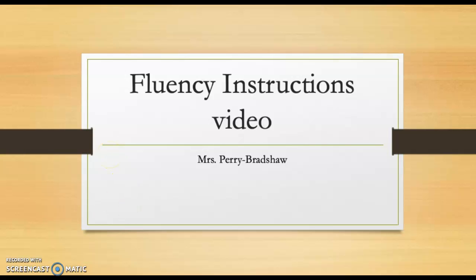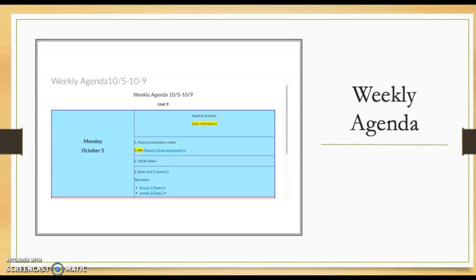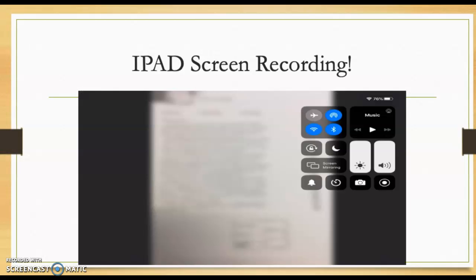I want you to go to your Canvas, log into your reading resource, and choose your weekly assignments. Under your weekly assignments, you will have a fluency check. If you click on your Fluency Check, this will pop up. When it pops up, I want you to screenshot it. Once you screenshot it, I want you to record your 1-minute video. This is a video I created to show you how to do it.